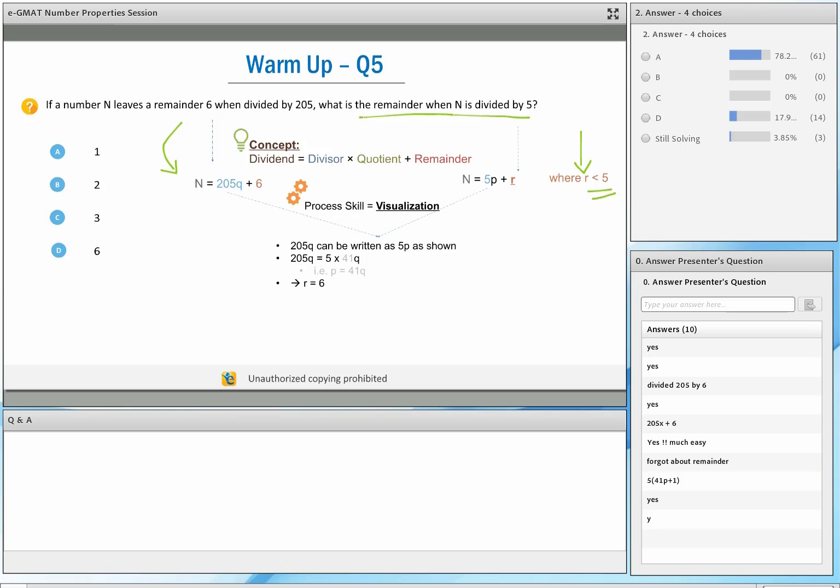Okay, same drill over here, translating it. And what we get is, again, how do you write 205Q into a part that's divisible by 5 and not divisible by 5? You only get the part that's divisible by 5, which means that 6 is the part which is now left. Now, the remainder cannot be 6, right? Because the remainder has to be less than 5. So you write down 6 into two parts, one that's divisible by 5, the other that's not divisible by 5. And what you get is the remainder is 1.